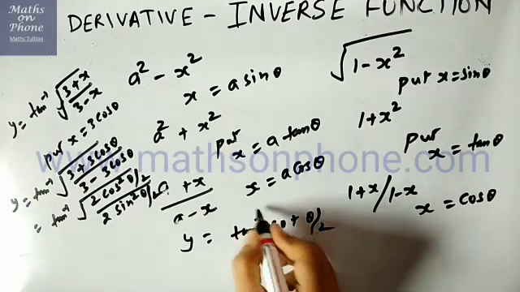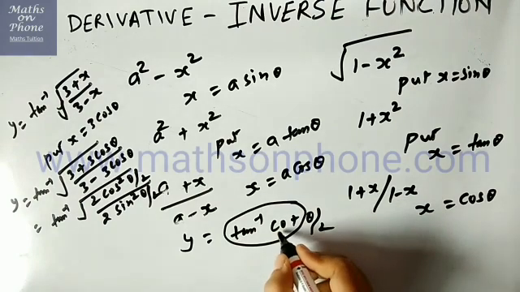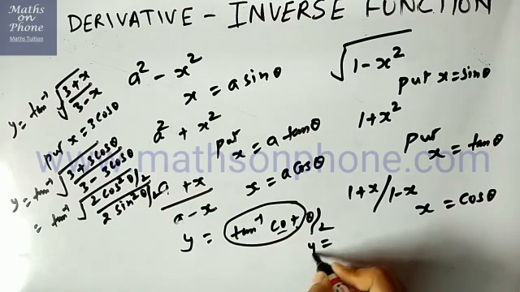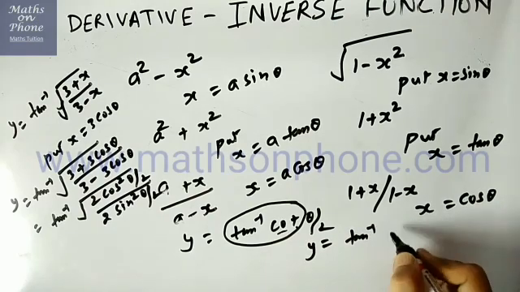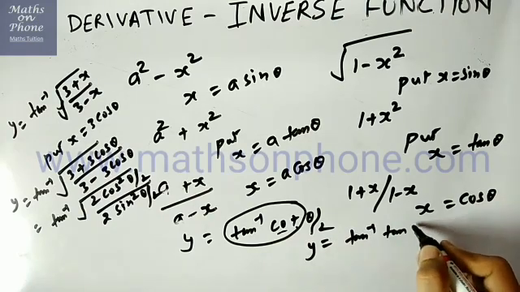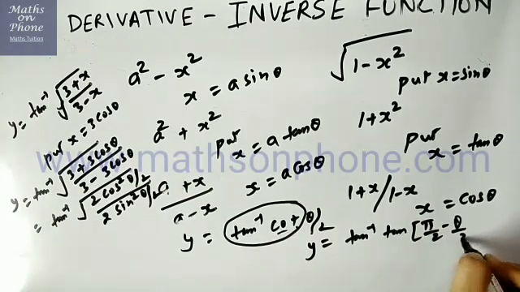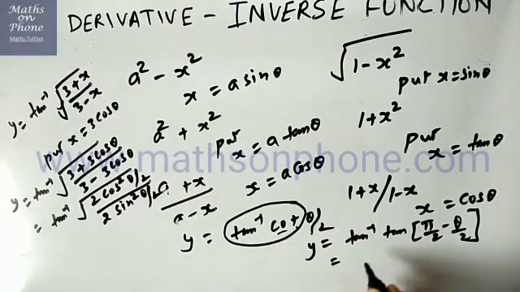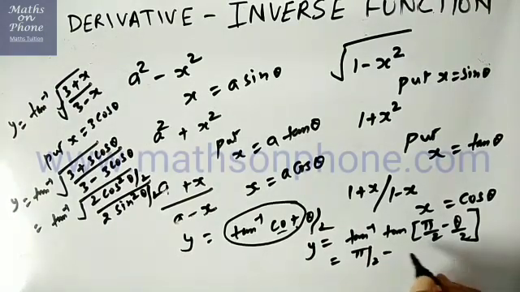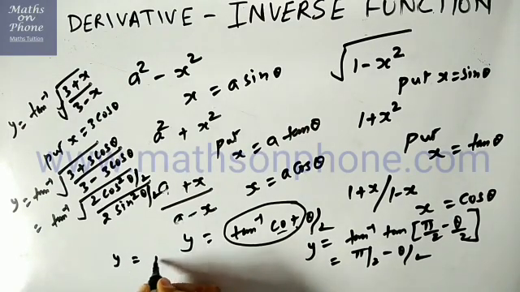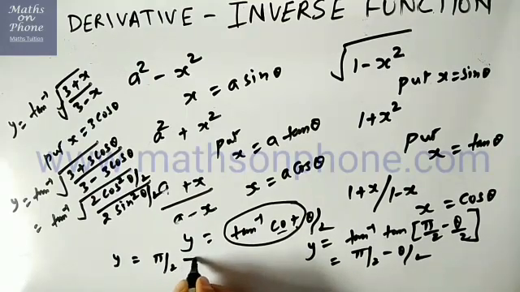Tan inverse and cot cannot cancel out. So we need to convert this cot in the form of tan. What will we do? We will write y is equal to tan inverse tan (90 minus theta by 2), pi by 2 minus theta by 2. Now this is just pi by 2 minus theta by 2. On actual substitution, it is coming out to be pi by 2 minus 1 by 2 into theta.